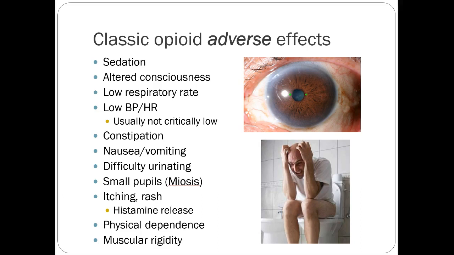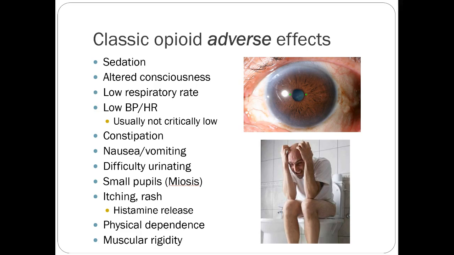Difficulty urination can happen. Miotic pupils are a common presentation for an opioid overdose, but people who take them might just have pinpoint pupils as is. But if you see somebody with some of these symptoms and they have pinpoint pupils, it might be a sign of an overdose. Itching, rash.